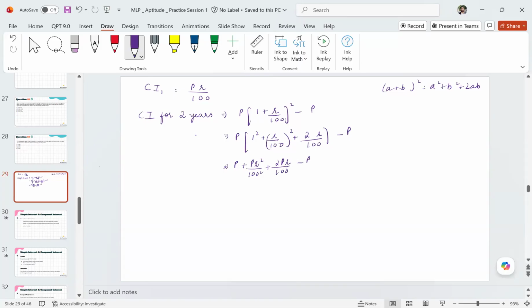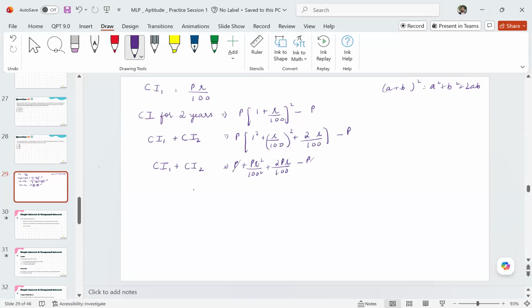Now tell me something. CI for 2 years will be equal to CI for the first year and CI for the second year. Yes or no? If I'm calculating compound interest for 2 years, it will be the sum of compound interest for the first year and compound interest for the second year. Yes or no? Yes.